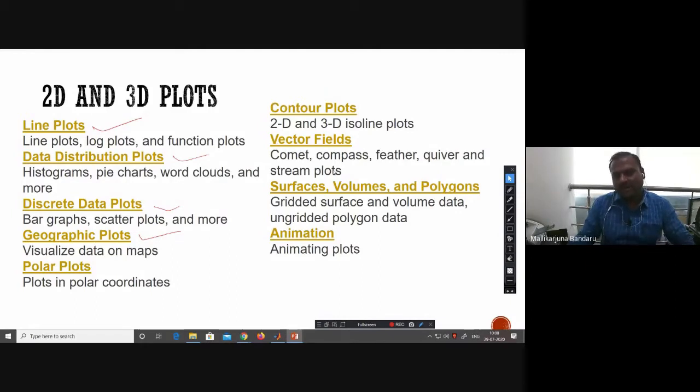Maybe the fluid or temperature over the surface. If you take a plate, over the plate, how is the heat distributing? Graphically, how do you show it? Using streamlines or vector fields. And next, the surfaces, volumes, and polygons and animation. I think the last two I'm not sure I will cover, but the remaining I'll try to cover, and I'll try to give the maximum information that I know.